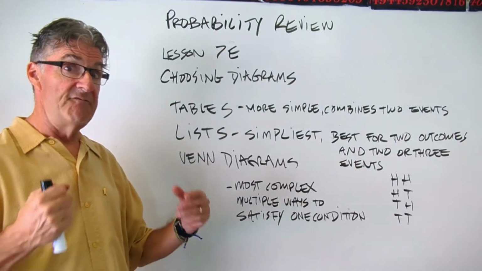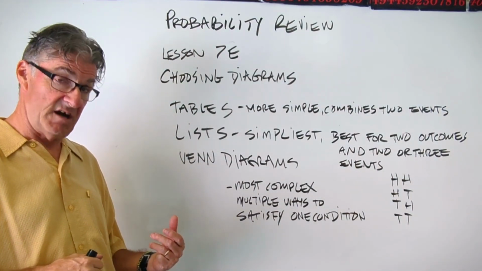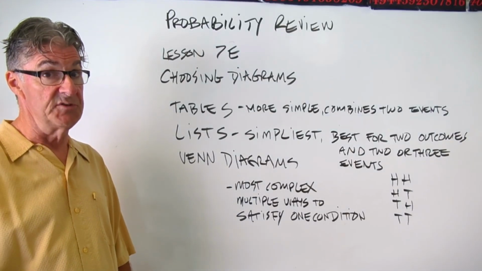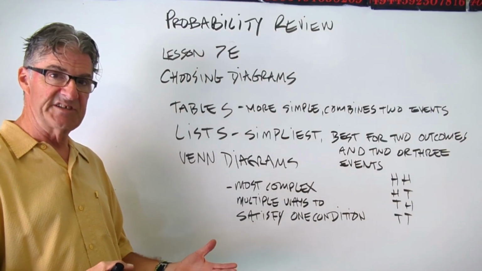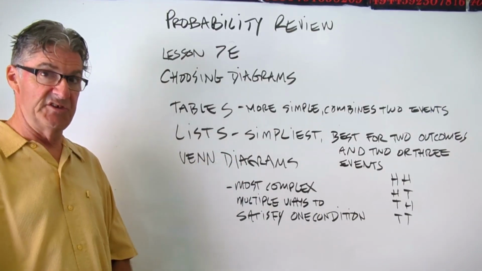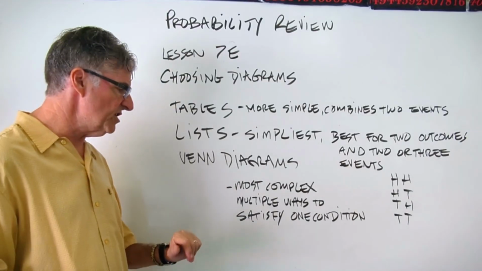But if we had 4 flips or 6 flips, it gets pretty complicated. And we handle that a little later when we talk about the binomial distribution. But in the straight up probability section, we don't go that far. So don't make a list if your situation is complex. And then lastly, we had Venn diagrams. These are the most complex.